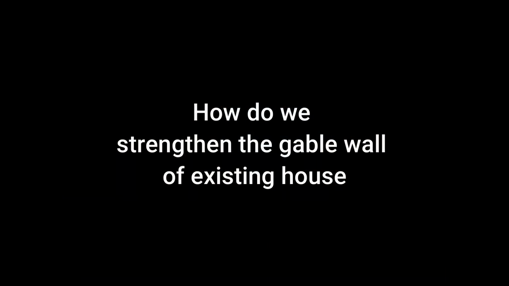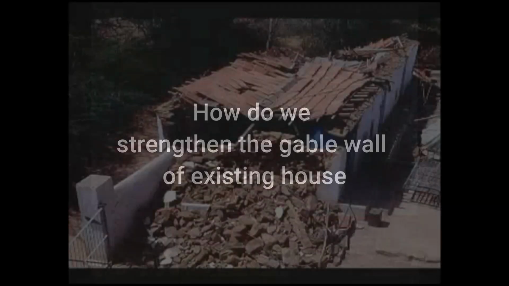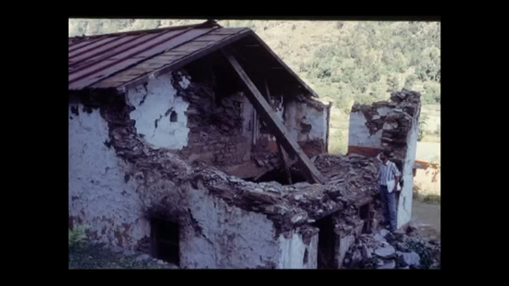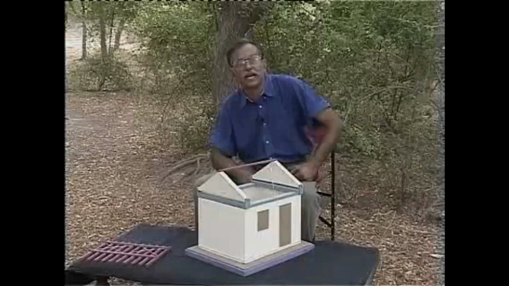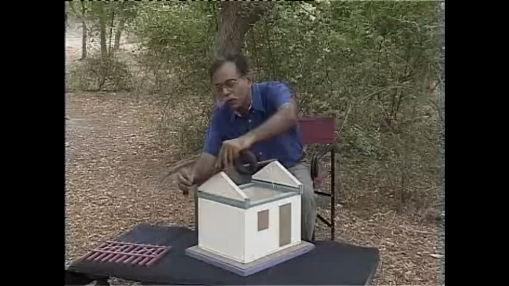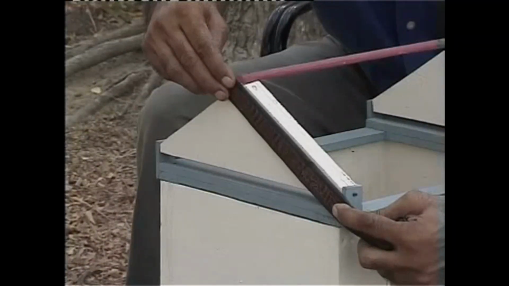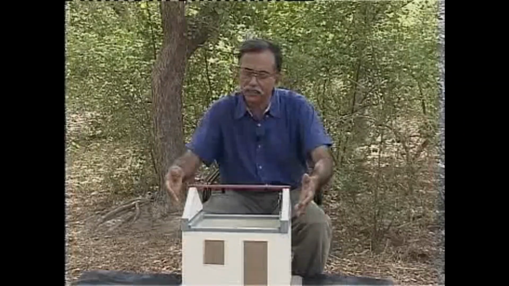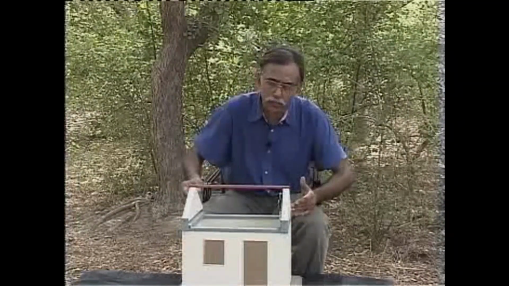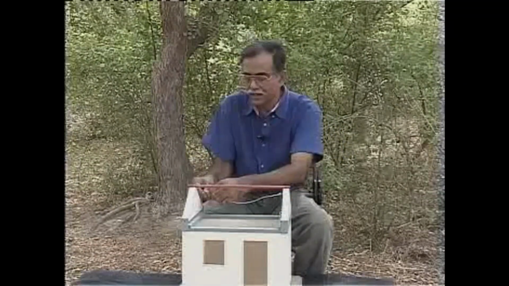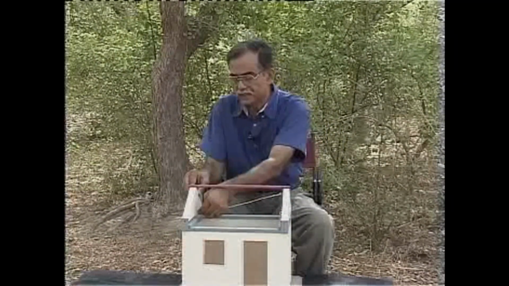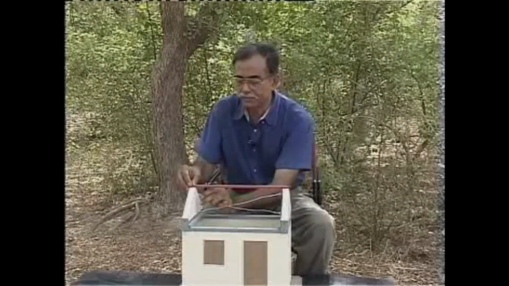How do we strengthen the gable wall of an existing house? In a big shock, along with the gable wall, the roof also comes down. To prevent such damage in existing houses, on the gable wall install a weld wire mesh belt like this. In addition to installing a weld mesh belt to the gable walls, by tying the walls with guy wires in this way, the shaking and collapse of the wall is greatly reduced.